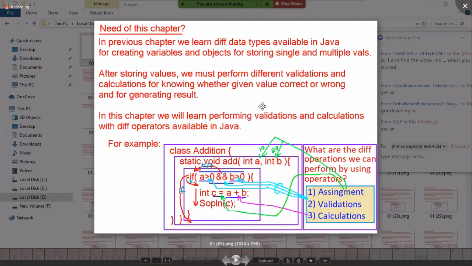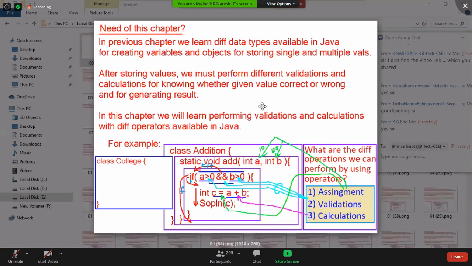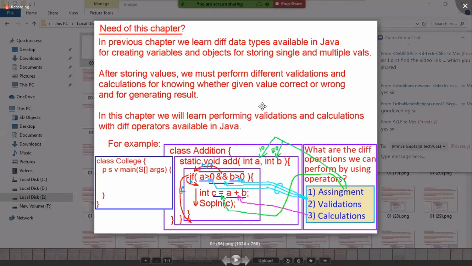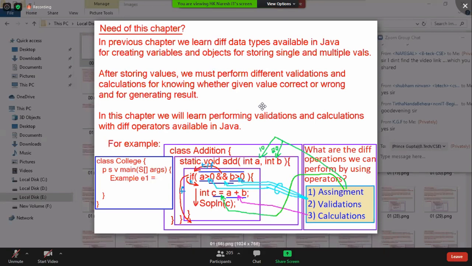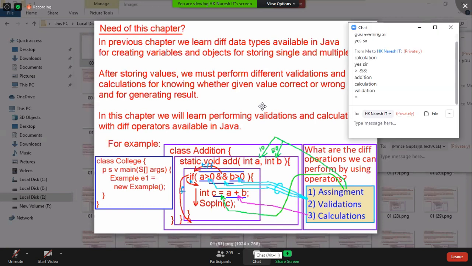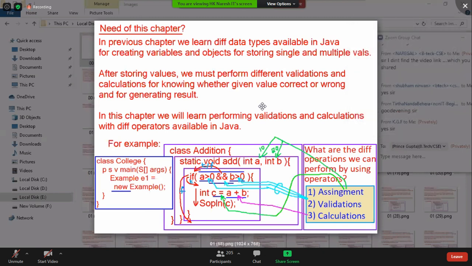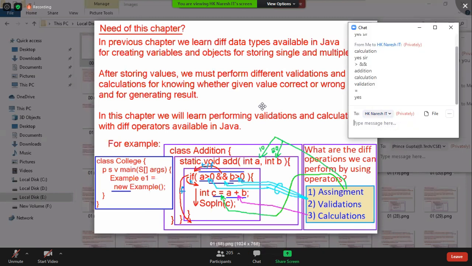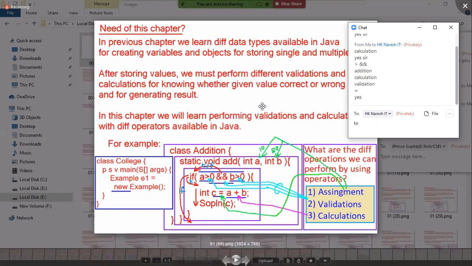Sir, I have a question. If you go back to the data type chapter, at the end we developed class college to store the real object values. In the main method we have written something like this: example e1 equal to new example. Tell me, what is this new here? Focus only on new. What is new? New example is object.